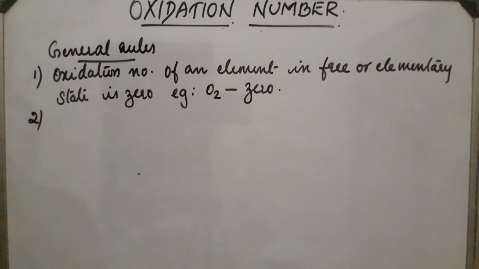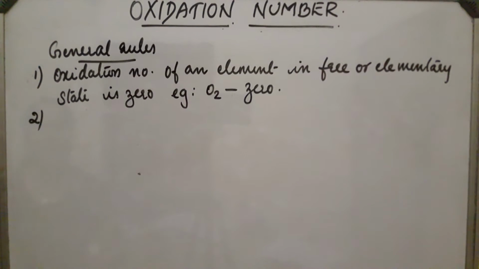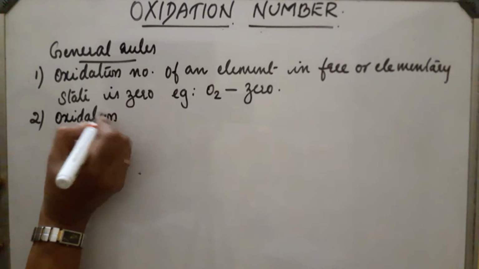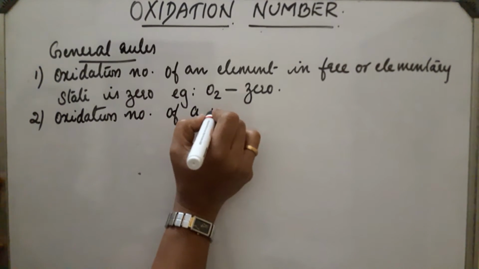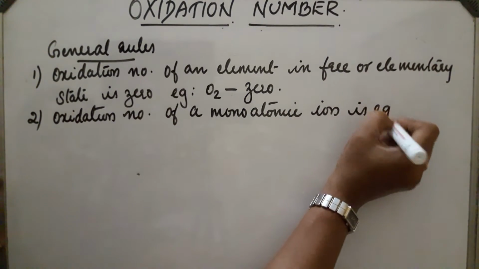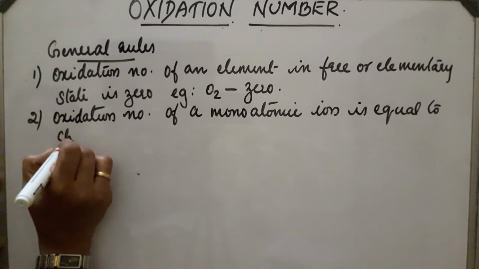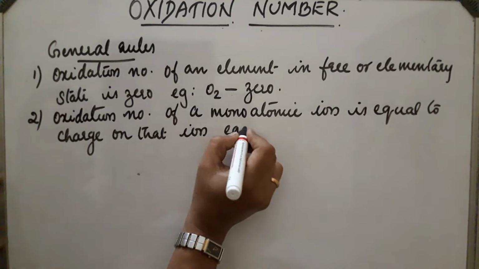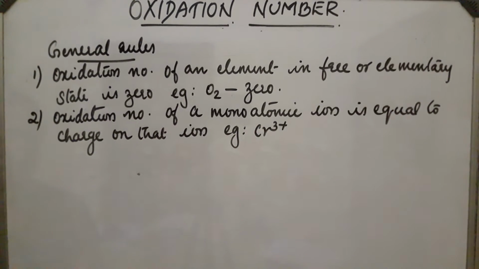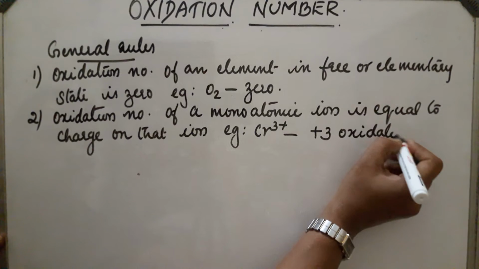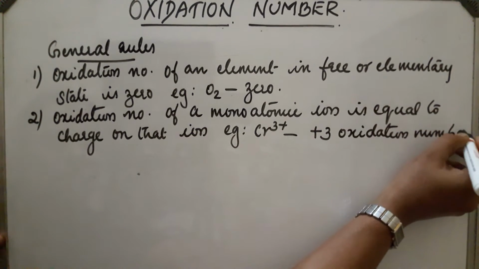Second rule, oxidation number of a monoatomic ion is equal to the charge on that ion. Example, in the case of Cr3+, the oxidation number is +3, the charge on the ion.